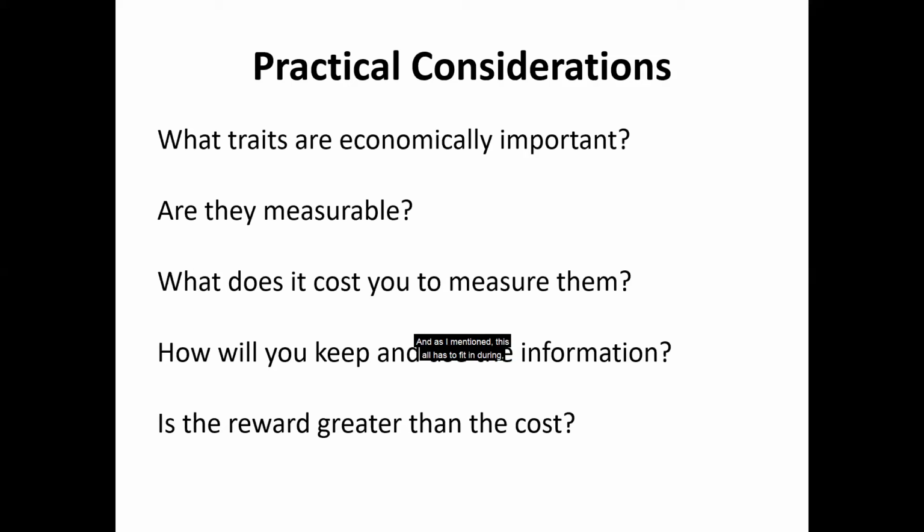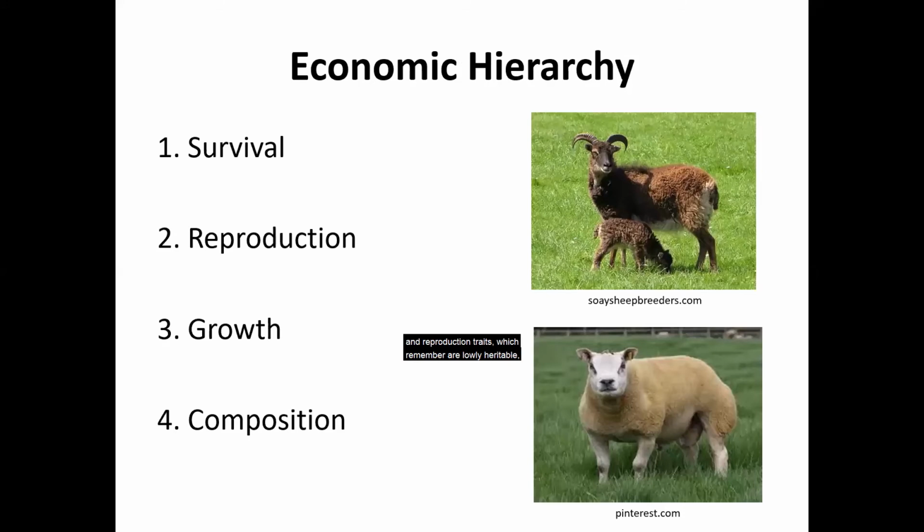So we've got to think about how that program fits into our system feasibly. And as I mentioned, this all has to fit into an economic context. So in general, survival and reproduction traits, which remember are lowly heritable, are most important to our bottom line. If animals don't survive and if they don't have multiple lambs, they tend to be less profitable in our system.